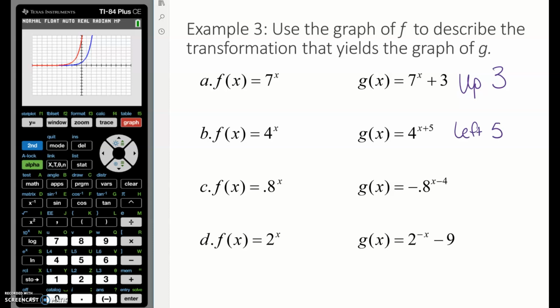There's two things happening in C. The negative in front is a vertical flip, so it's a flip over the x-axis. The minus 4 moves the graph right 4. In part D, the negative in the exponent is a horizontal flip, so this is a flip over the y-axis. And the minus 9 moves the graph down 9.